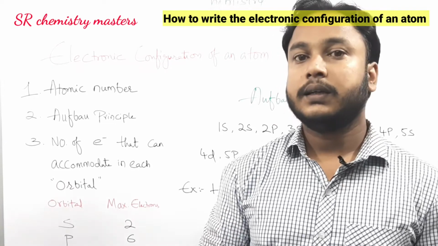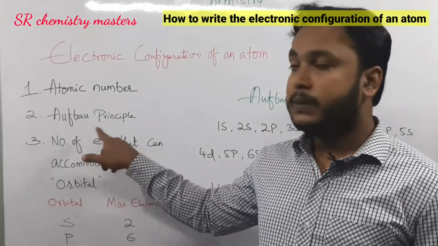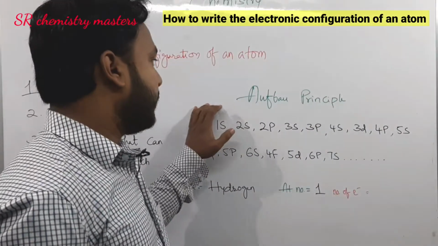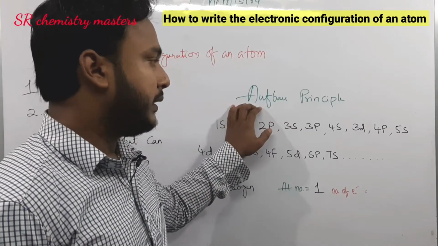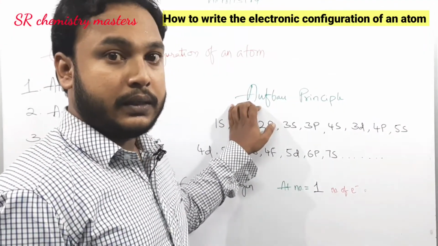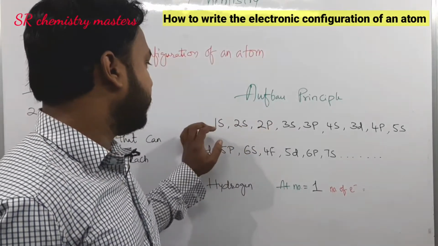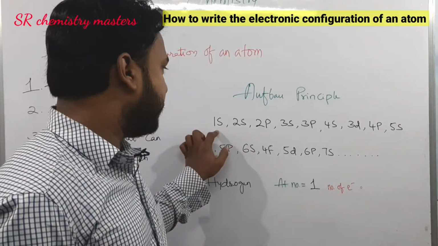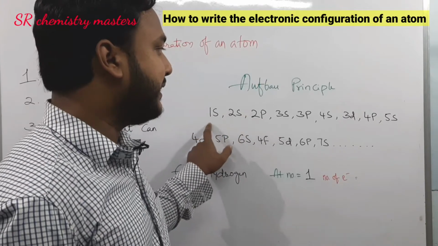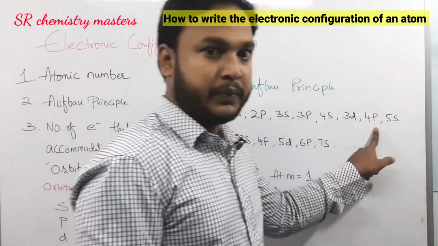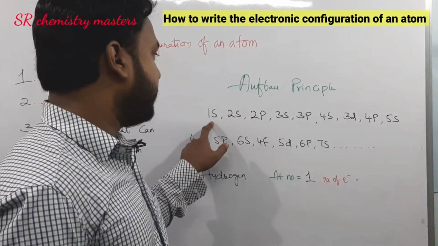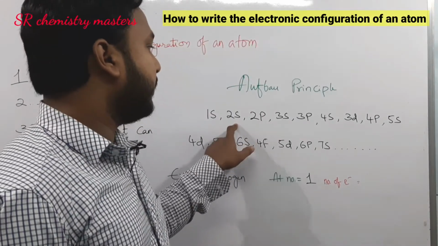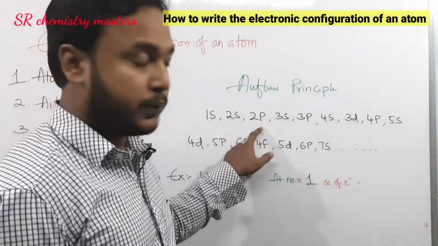Now let us see the second thing you should know, the Aufbau principle. Here we have written the order of the Aufbau principle. It gives you the order in which the electrons are distributed in the orbitals, and this order is based on the energy of the orbital. 1s orbital, 2s orbital, this is the increasing order of energies. 1s has less energy compared to 2s, and 2s has less energy compared to 2p.